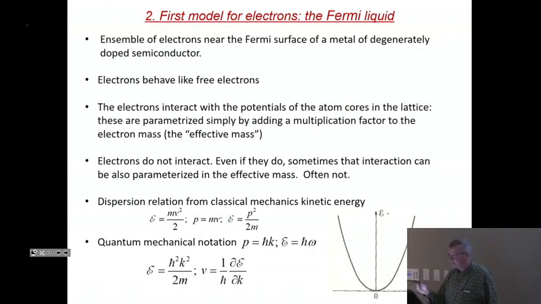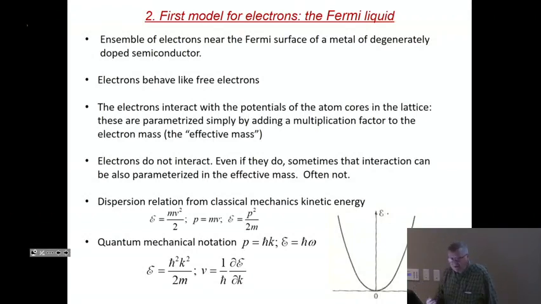But let's just go down for the classic picture for the Fermi liquid and the band structure. So first, the Fermi liquid. It's an ensemble of electrons near the Fermi surface of a metal or a degenerately doped semiconductor, and these electrons behave like free electrons.